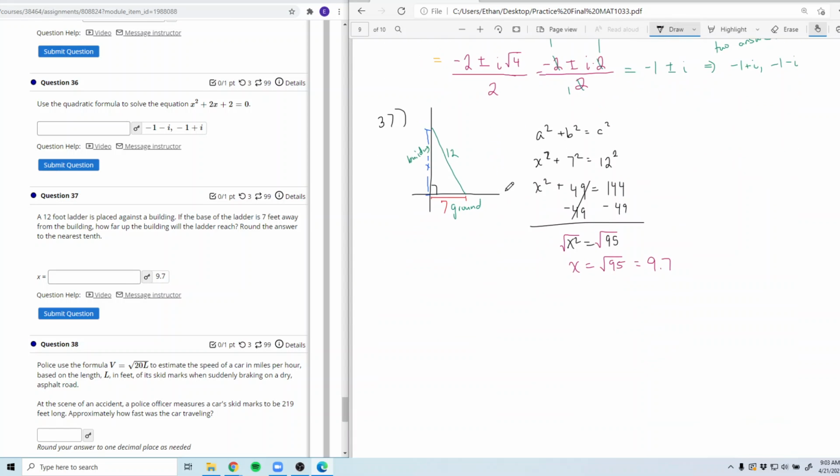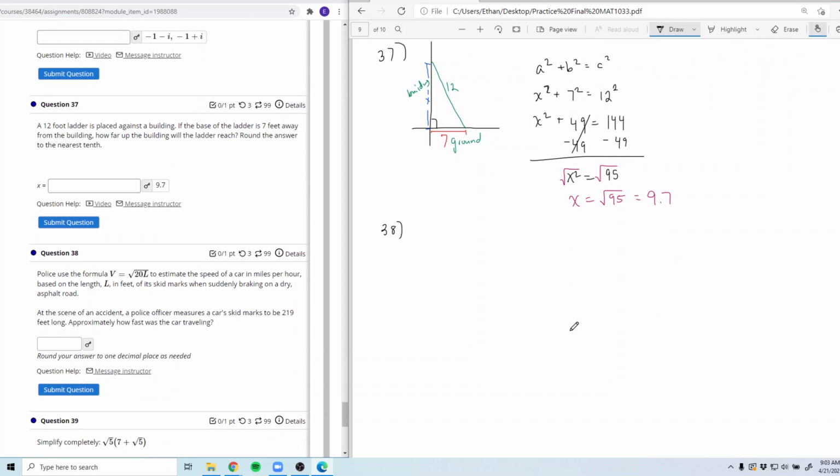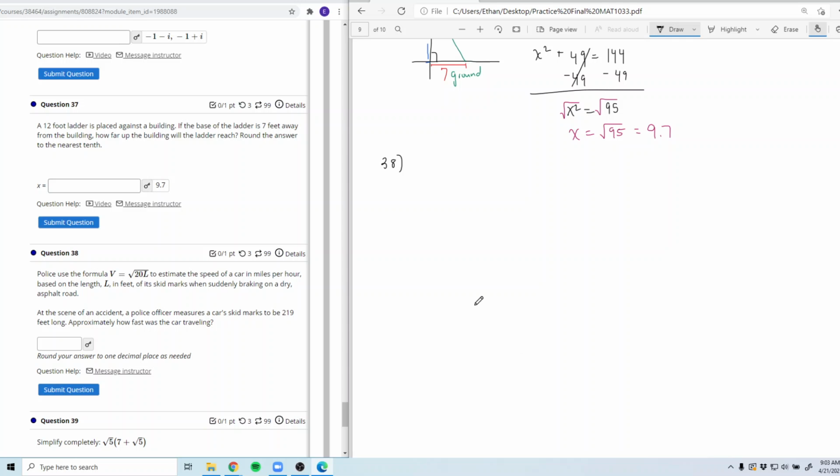Okay. Number 38. A few more to go, and then you'll be all ready for the final.